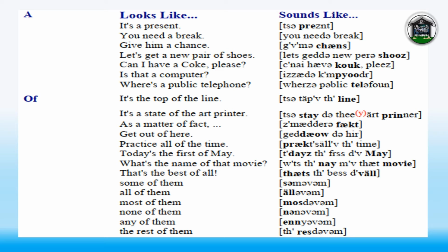A. It's a present. You need a break. Give him a chance. Let's get a new pair of shoes. Can I have a Coke, please? Is that a computer? Where's a public telephone? It's the top of the line. It's a state-of-the-art printer. As a matter of fact, get out of here.